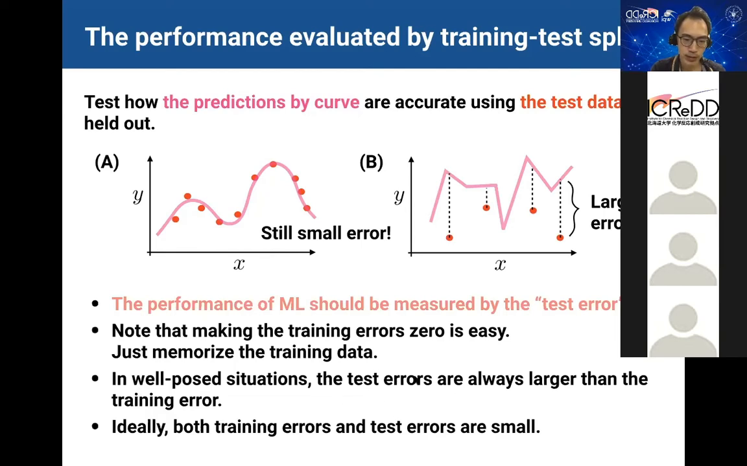So in this case, the test error is always larger than the training error. But ideally, both the training error and the test error are very small, which means the machine learning model will generalize beyond the data we give, and probably have some practical usage of that prediction.